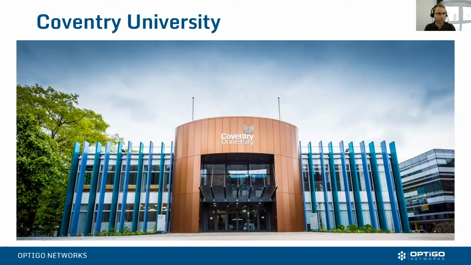Coventry University's main campus is in Coventry city centre in the UK. We've got about 50 buildings on site there, with a good mix of academic and student accommodation. We also have campuses throughout the UK: one in Scarborough in Yorkshire, two in London, and one in Poland now as well, with about 25,000 students.